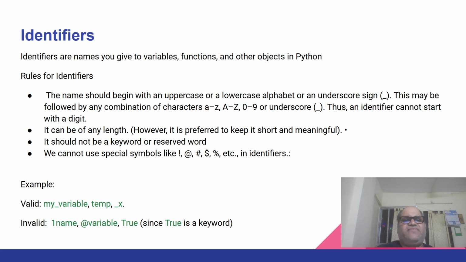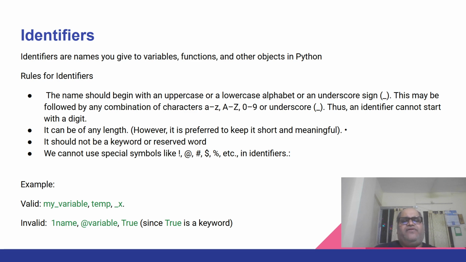Now, when we talk about identifiers, typically the group of tokens that we are going to talk about can be called variables, functions or other objects in Python. Collectively, a combination of these are known as identifiers.